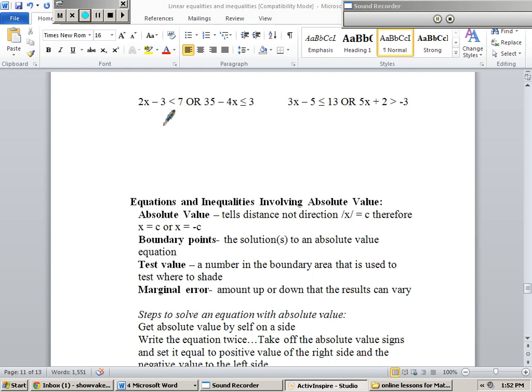Okay, so I'm going to move my 3 and get 2x is less than 10, x is less than 5. I'm going to move my 35. Negative 4x is less than or equal to negative 32. Divide by negative 4. I must switch the sign because I divided by a negative number. So, it's less than 5 and greater than or equal to 8. It's an or, so both work.